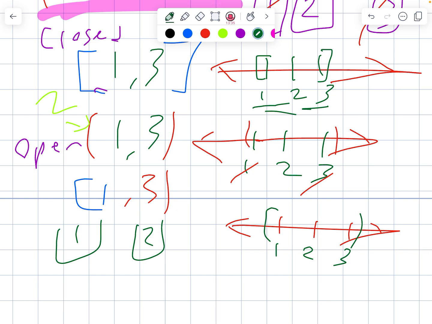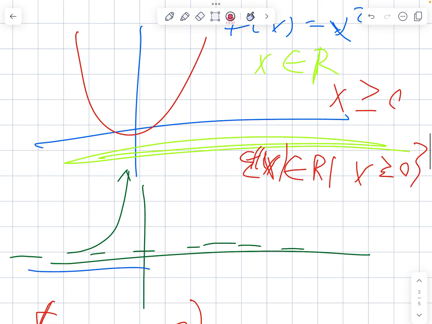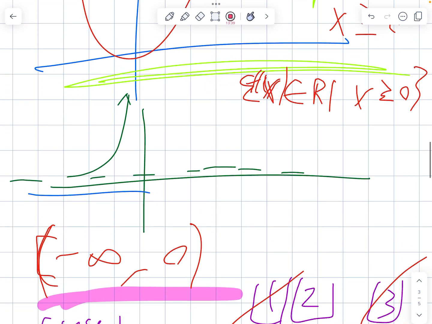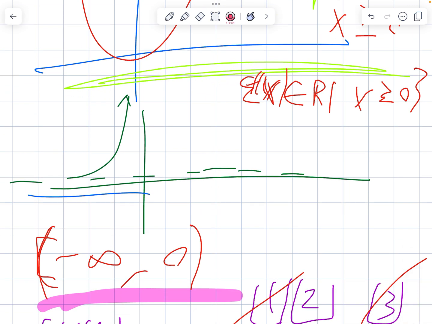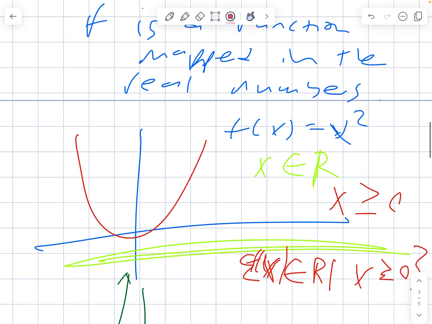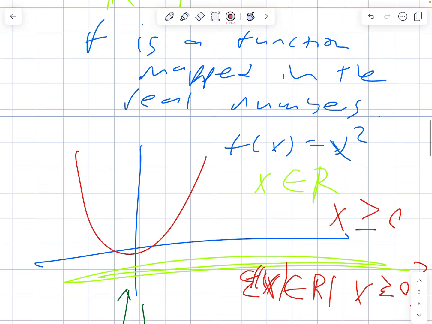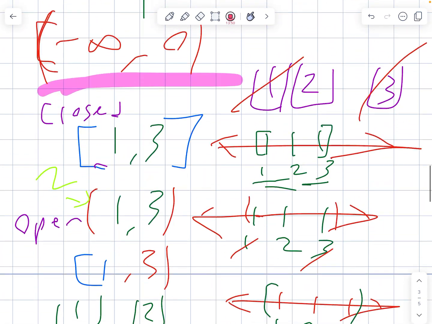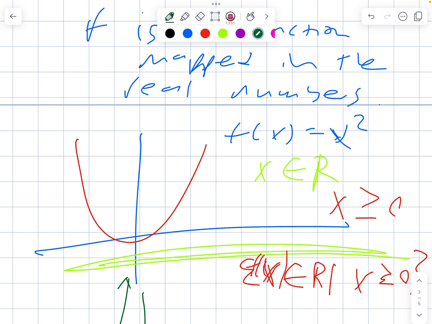So if we were to apply what we just learned for domain and range, or connect domain and range to interval notation, what's the domain and range of x squared using interval notation? Well, our domain is going to be negative infinity to positive infinity.